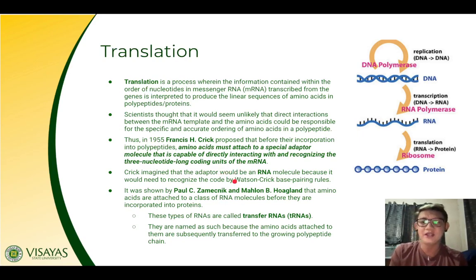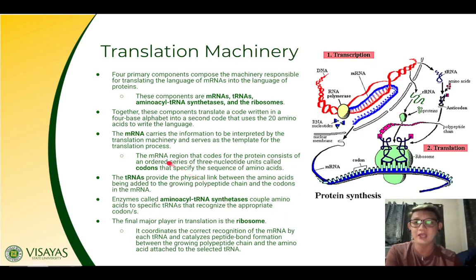So Crick imagined that the adapter would be an RNA molecule because it would need to recognize the code by Watson-Crick base pairing rules. And it was shown by Paul Zamecnik and Mahlon B. Hoagland that amino acids are attached to a class of RNA molecules before they are incorporated into proteins. So these types of RNAs are called the tRNAs or the transfer RNAs. They are named as such because the amino acids attached to them are subsequently transferred to the growing polypeptide chain.